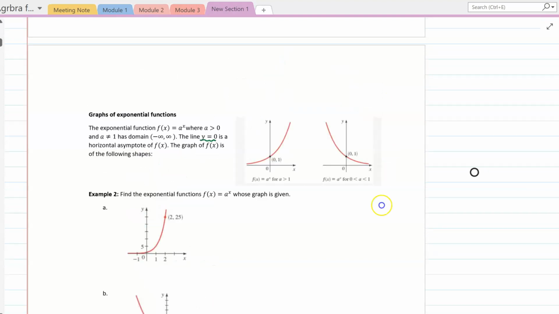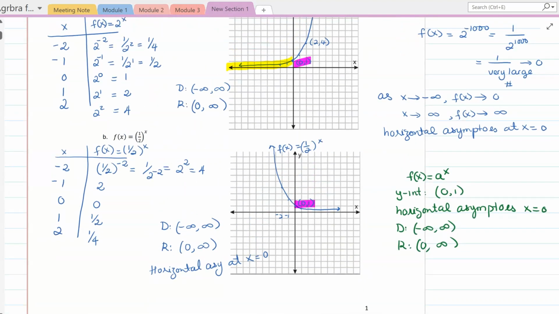Oh, the line y equals 0 is the horizontal asymptote. So in the previous two problems, when I said x equal to 0, I really meant to say y equal to 0 here. Y equal to 0.